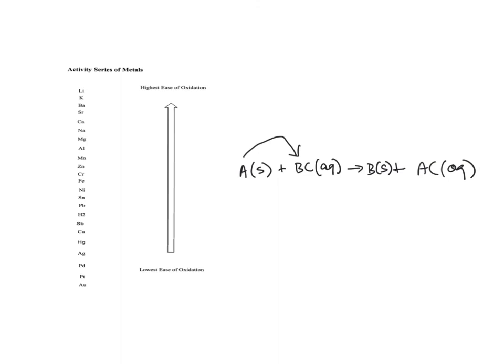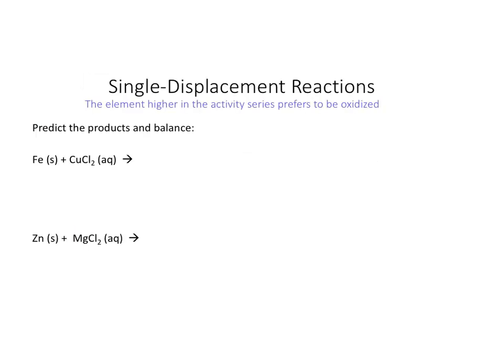So iron is higher in the table. Where's iron? So the answer is yes, iron is higher. We're in luck. So zinc, where's zinc? Right there. And then magnesium is higher than zinc. So magnesium, we could just go ahead and do some predictions here.